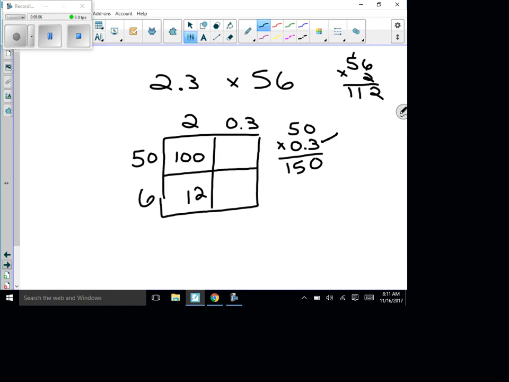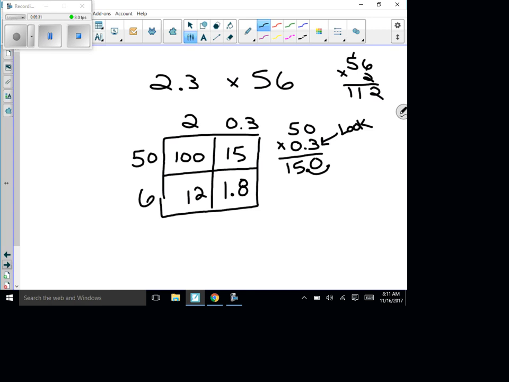Now, when we go back, you have to look here and count how many numbers are after the decimal, and there's 1. So that means I put the decimal right here at the end, and then I move it back. So we have 15. Then 6 times 0.3, or 6 times 3/10, is 1.8.